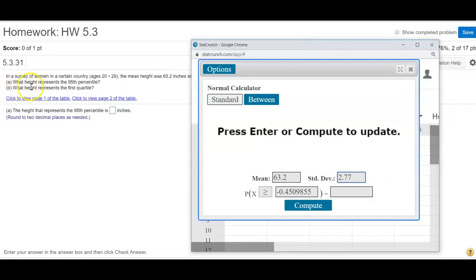What are they asking me? What height represents the 95th percentile? I know 95th percentile is 95%. So in decimal, it's 0.995, right? So let me go ahead and plug that in. They did not specify which side, so it's automatically to the left. Again, you're going to delete everything here. You have your mean, you have your standard deviation, always to the left.